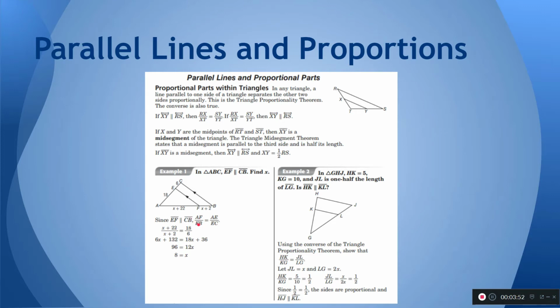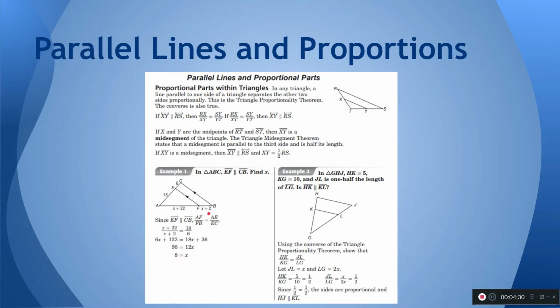So let's go ahead and fill in those numbers now of AF, FB, AE, and EC. AF, we have x plus 22. FB, we have x plus 2. AE, we have 18. And EC, we have 6. Then all we do is cross multiply right here, getting all of that in one line. Then we simplify, get our like terms together, and solve for x. The answer we get is x equals 8. And if you put that back into the problem, you can check to make sure that you've gotten the right answer.